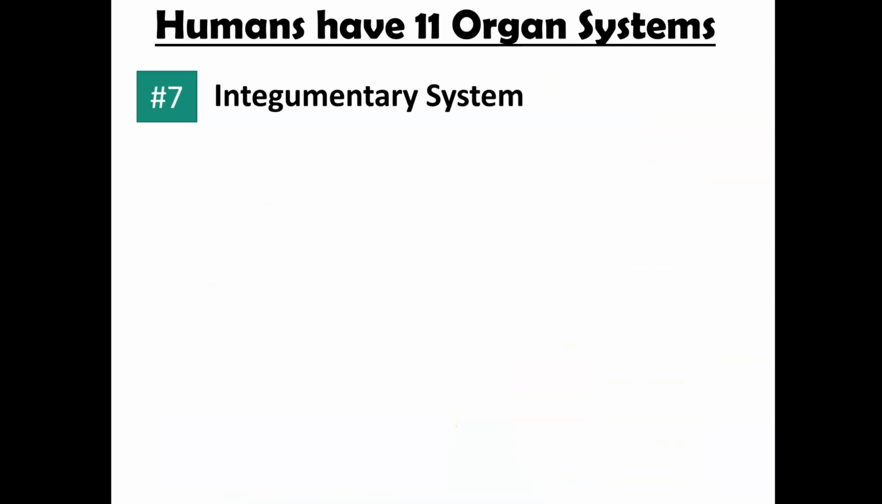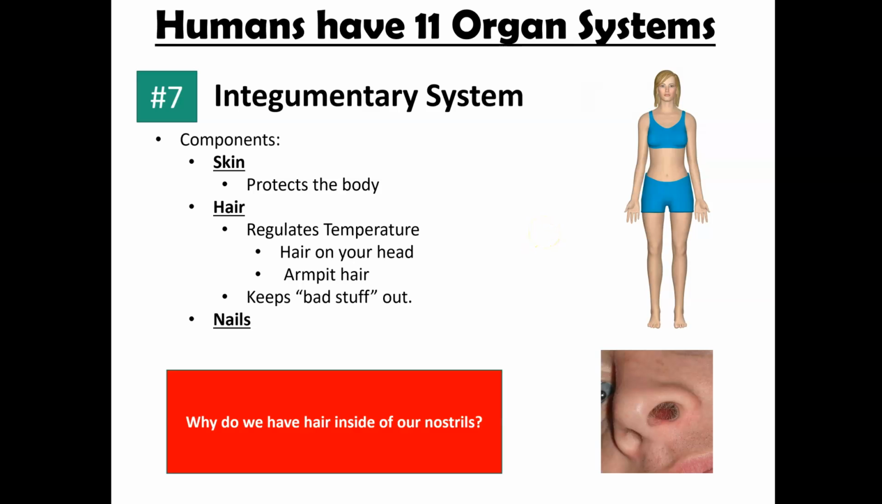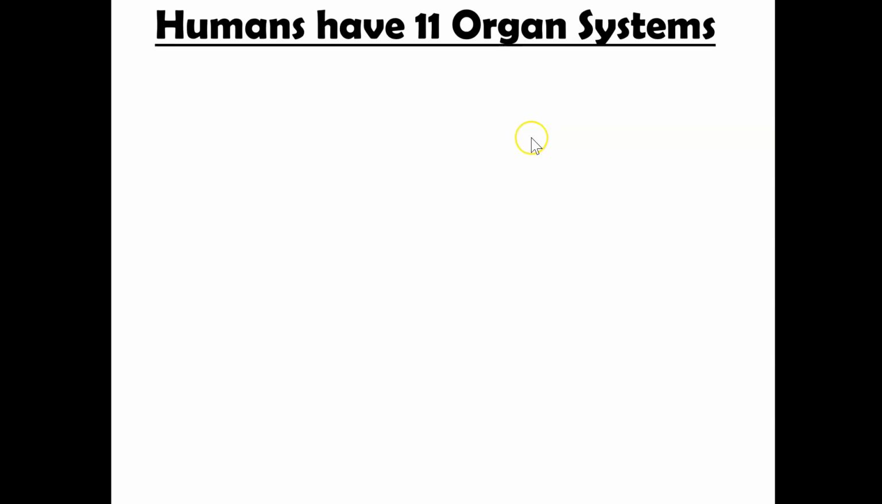Number 7 is the integumentary system. It includes the hair, the nails, and the skin. Basically, it's the skin that protects your internal body. The hair on your body and your head regulates temperature. And there's hair lining your nose, and that basically helps to filter the things that you don't want entering into your body. That's why we have hair lining our nostrils.